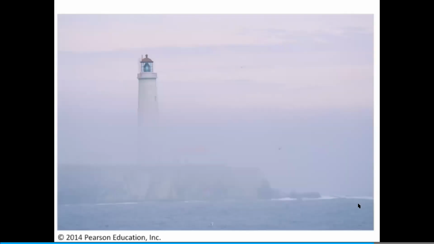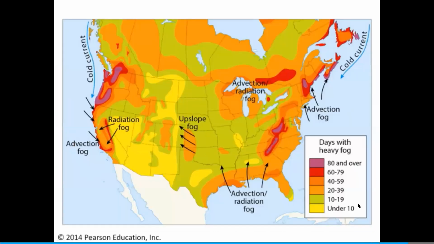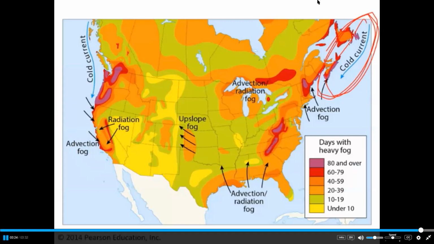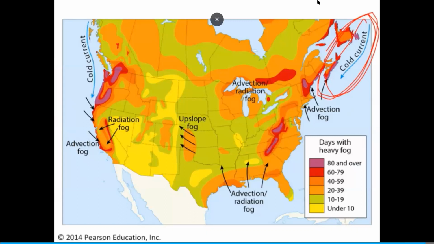Okay, let's test ourselves here. This is coastal Maine. We've got cold water here, and now you need to identify what kind of fog this is. Well, it's probably going to be an advection fog because Maine is right there adjacent to one of those nice cold currents. Those cold currents can interact with warm air above them and trigger advection fogs.